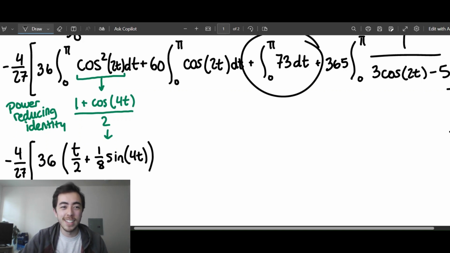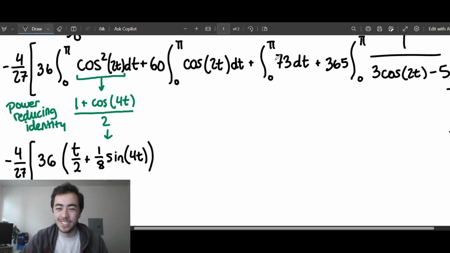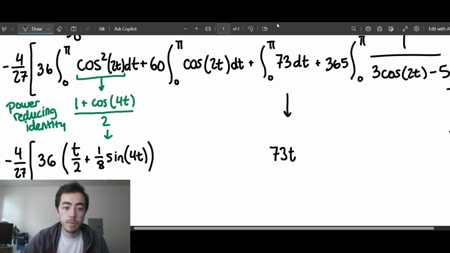This integral feels like the nicest next one to target. This one's fairly easy. The integral of a constant is just going to be that constant times your variable of integration. We will then evaluate that from 0 to pi later.